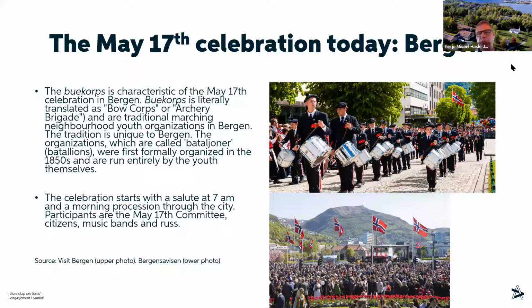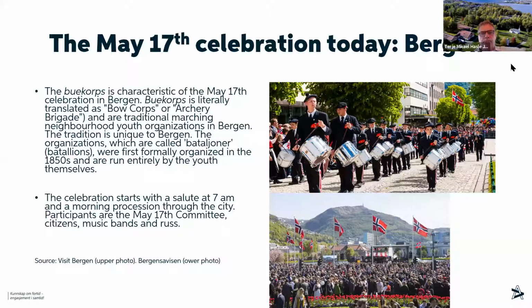There's a military twist to it, and they are traditional marching neighborhood youth organizations in Bergen who form bands. And this is a tradition that is unique to Bergen in Norway. These organizations are also called battalions, and they were organized 150 years ago by the youth themselves.